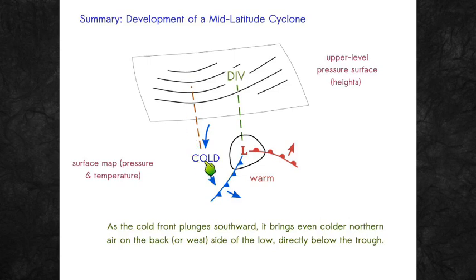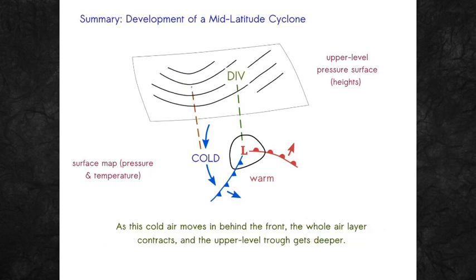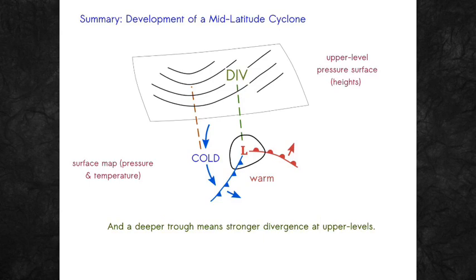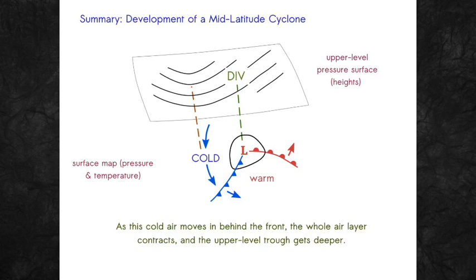And remember, as we bring in colder and colder air on the back side, the trough is going to get deeper and deeper, because the layer between the ground and upper levels is going to contract, which is going to cause the trough to get deeper. So there the trough gets deeper. And as the trough gets stronger, that's going to cause the divergence on the front side of the trough to get stronger as well. So I just made the divergence a little bit bigger here. That's how I represented the divergence getting stronger.